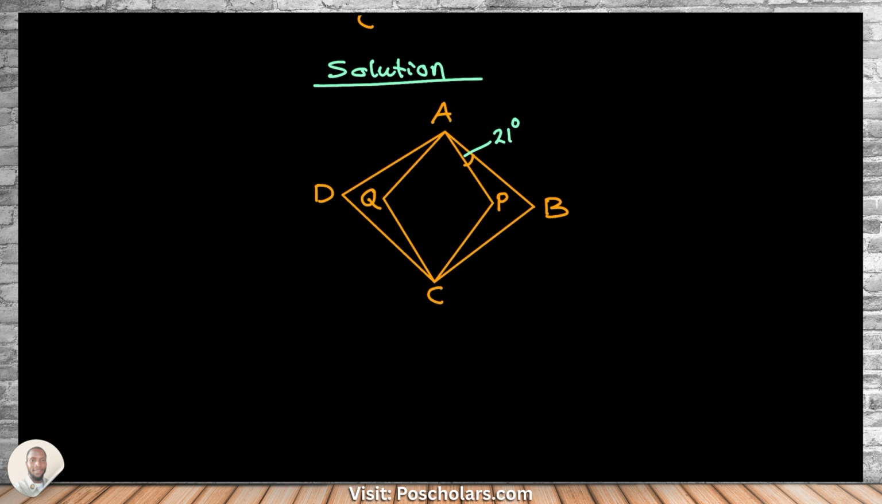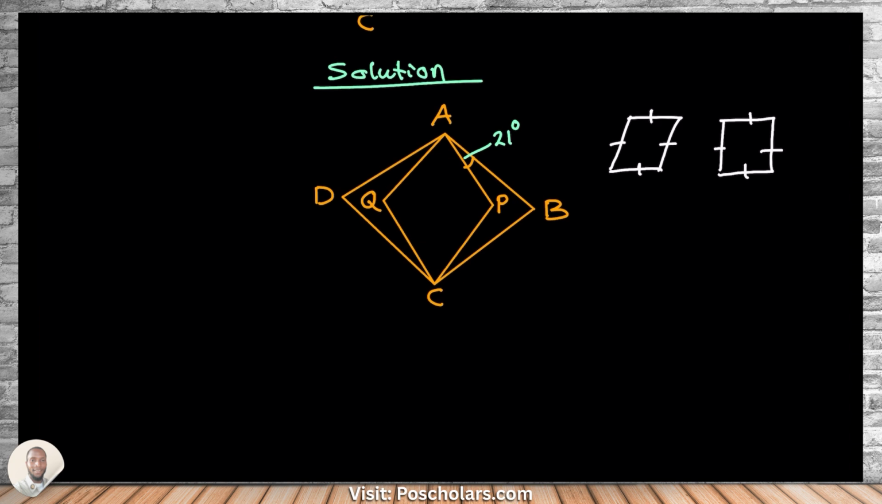Now, let me draw a rhombus. A typical rhombus looks like this, while a typical square looks like this. The major similarity between a rhombus and a square is that all sides are equal. The difference is that in a rhombus, the sides are slanty, but for a square, all its sides are perpendicular, right? It forms 90 degrees.